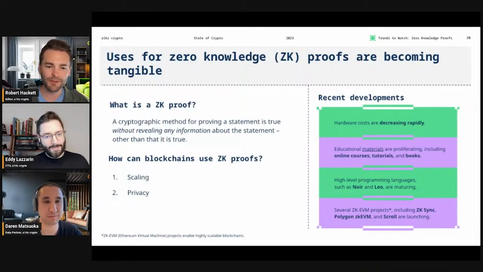By the way, one use case that we didn't even go into on this slide: one of our partners at the firm, Elena Berger, just wrote a great piece about how zero knowledge can be used to apply checks and balances on artificial intelligence and machine learning.